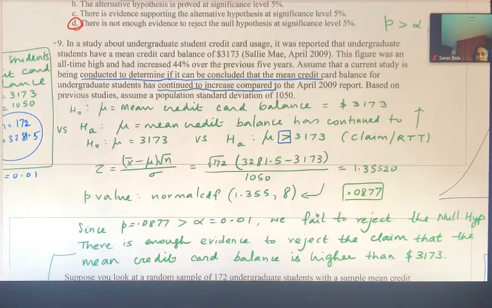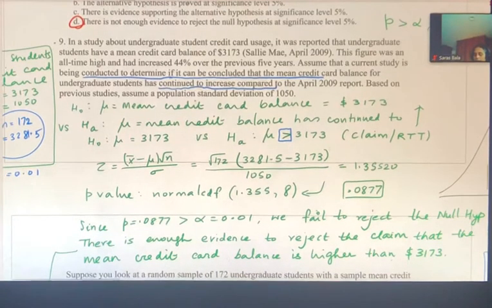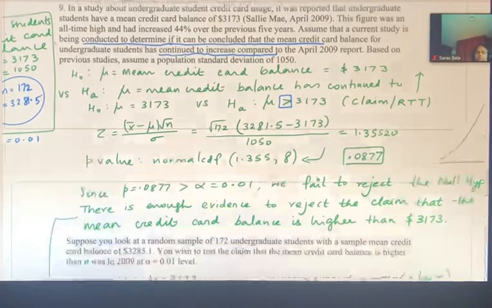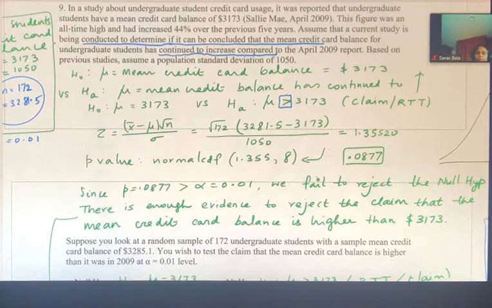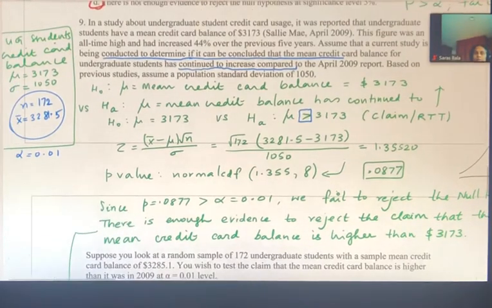All right. So my null hypothesis is going to be the mean credit balance, which is 3173. The alternative hypothesis is going to be that it continues to increase, so I'm going to put the greater than sign. Then what is the recipe saying? The next thing you are going to get is the z-score: the sample mean, how many standard deviations above or below the center. So that's what you're going to be seeing.